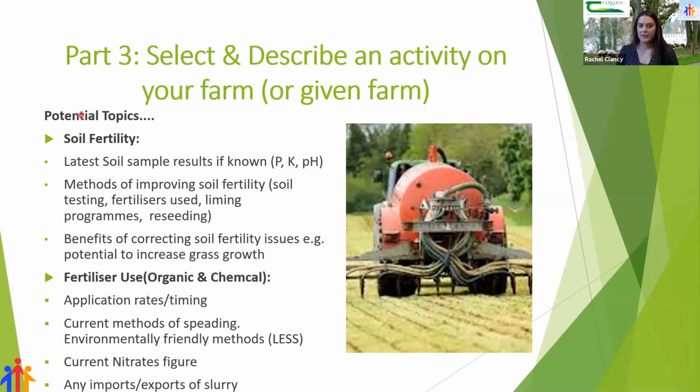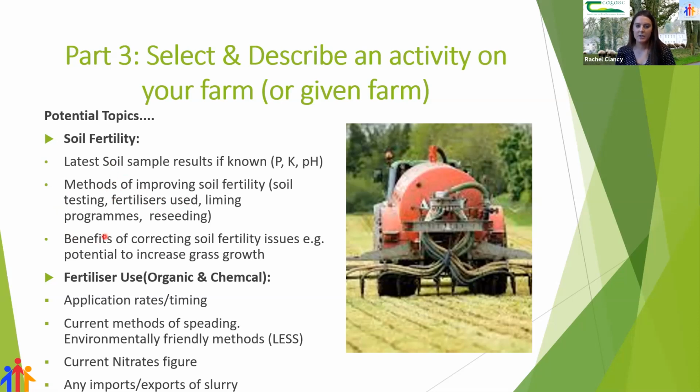So you could discuss soil fertility on the farm. So when the latest soil sample results were taken, what they are, if known, the P's, the K's, the pH that came back from the soil report. Methods of improving soil fertility. So for example, soil testing, how often would you soil test? Fertilizers used, so whether it's protected urea, standard urea, liming programs, reseeding, benefits of correcting soil fertility issues, so for example, to increase grass growth. Another topic then, so fertilizer use, organic and chemical fertilizer.